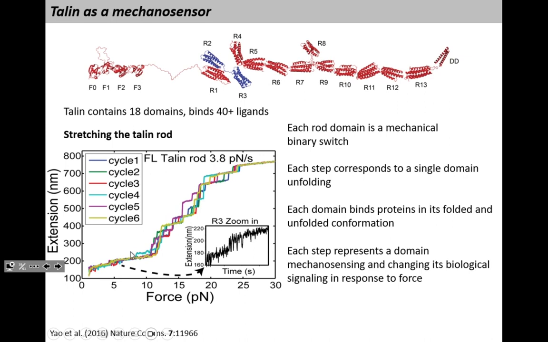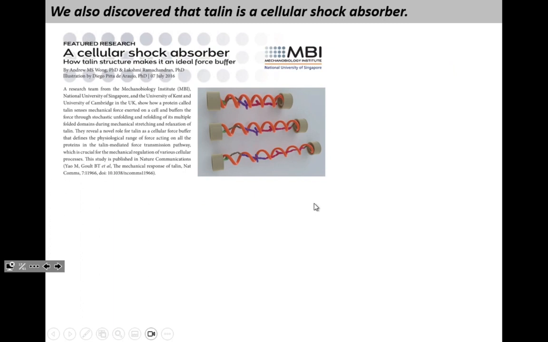This is the behaviour of a single Talin rod region. You still see R3 unfold at the start, but then you see this step-like behaviour, and each of these steps is one of these rod domains acting as a binary switch. It's going from a closed state to an open state. And each of these steps, because these domains are binding to different things in the folded and unfolded states, each step represents a change in the shape of this molecule and a change in the mechanosensing, converting those forces into biological signals.